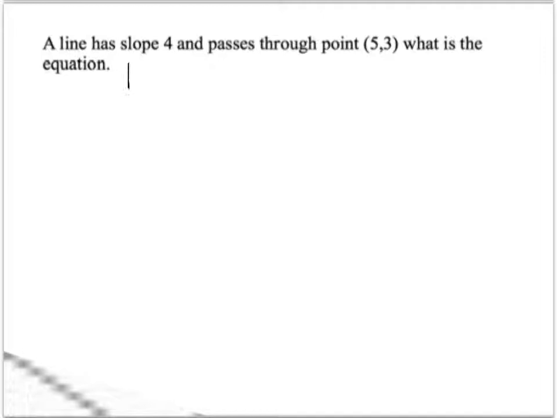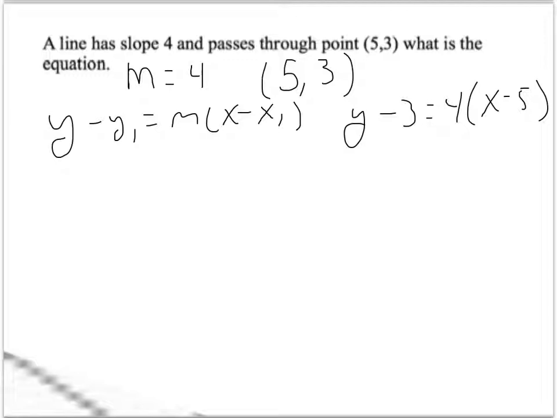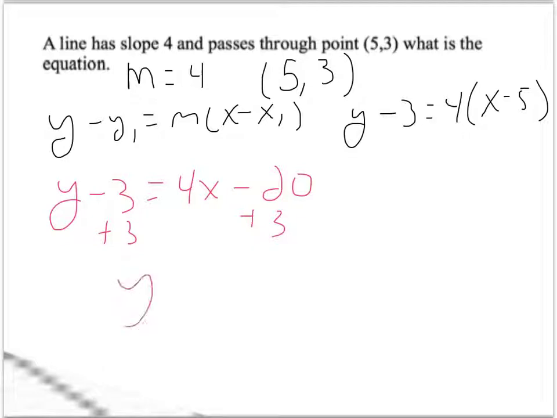This one has a slope of 4, so m is 4, and the point is 5, 3. Actually, we just did that one, I believe. Nope. So you use y minus y1 is equal to m times x minus x1. Here you put in the equation y minus 3 is equal to 4 times x minus 5. Using the distributive property, you get y minus 3 is equal to 4x minus 20. And then we add 3 here, and we add 3 here, and we get the equation y equals 4x minus 17. Pretty simple.